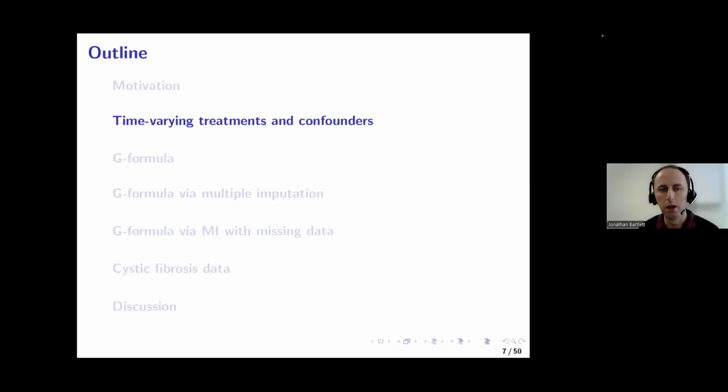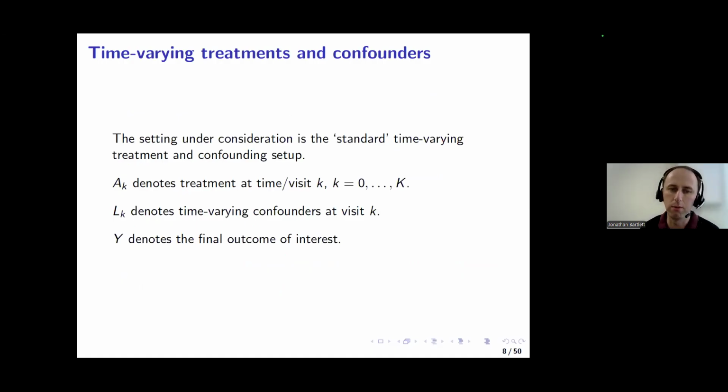Okay, so I'm just going to briefly introduce this setup of a time-varying treatment and time-varying confounder, which I'm sure many of you are already familiar with. So this is the standard time-varying treatment confounder setup. I've got a treatment or exposure A_k, which is the treatment or exposure level at visit k for a given individual. And in general, we could have a baseline visit 0 up to a final visit capital K. And then we've got confounders measured at visit k, L_k, and then a final outcome of interest Y.